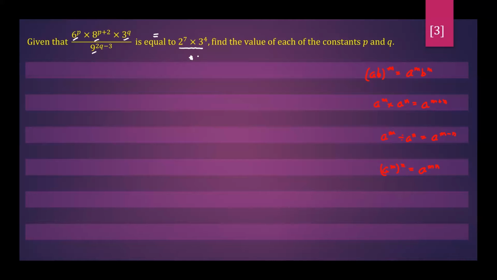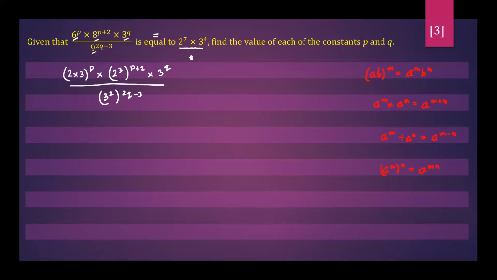So in the first part of our expression, we have 6 to the power P. And 6 can be written as 2 times 3, and we'll raise that to the power P. 8 is 2 cubed, isn't it? 2 cubed to the power P plus 2. And 3 is already simplified, so we can write 3 to the power Q. In our denominator, we have base 9, so we'll change that to 3 squared, and we'll write to the power 2Q minus 3.